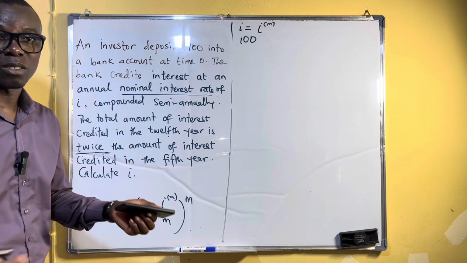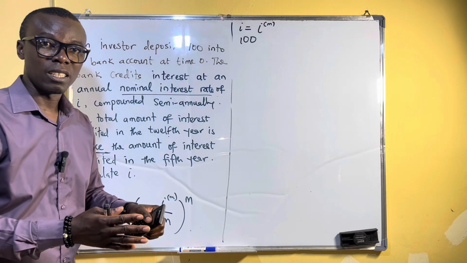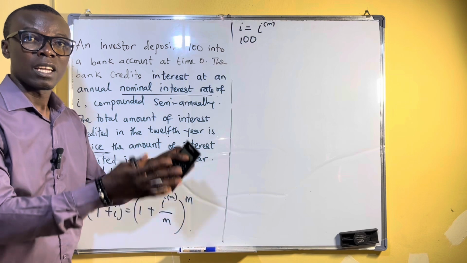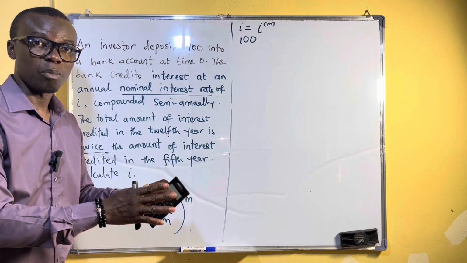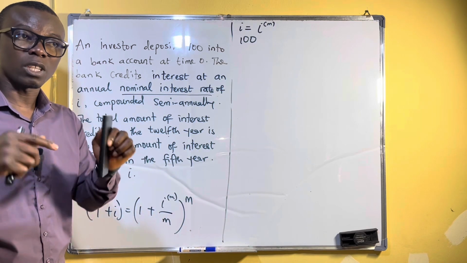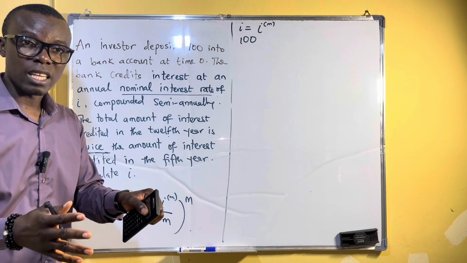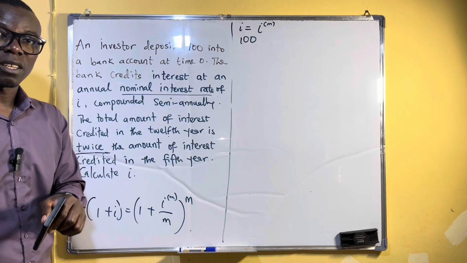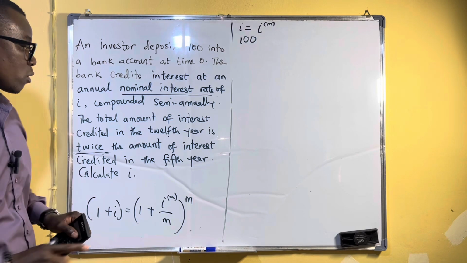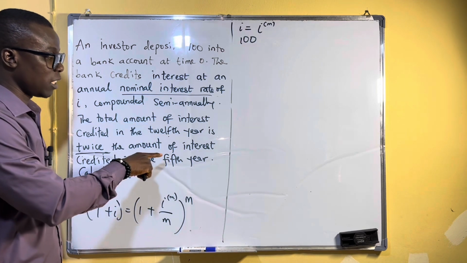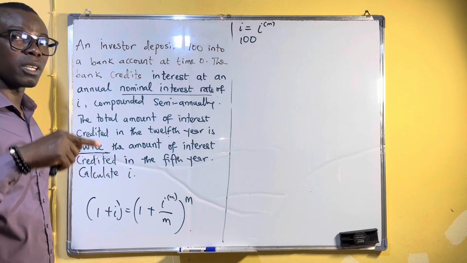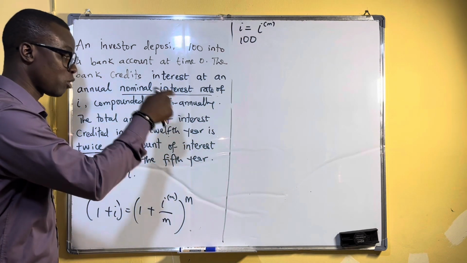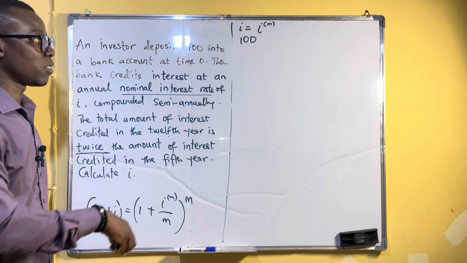Because this is compound interest, the amount at the end of the first year becomes the new principal in the second year. The amount at the end of the second year becomes the principal in the third year. The amount in the third year becomes the principal in the fourth year, and so on. So the amount in the 11th year becomes the principal in the 12th year. We need that to be able to calculate the amount of interest that is credited there.